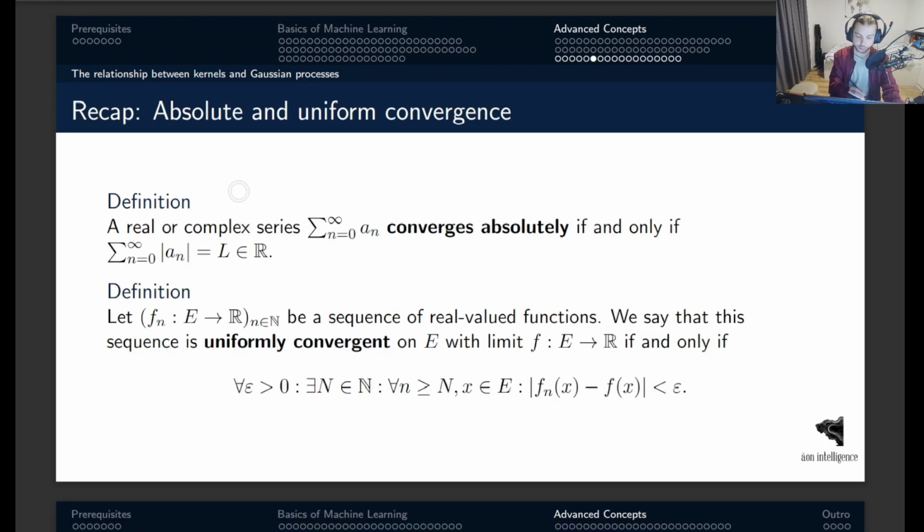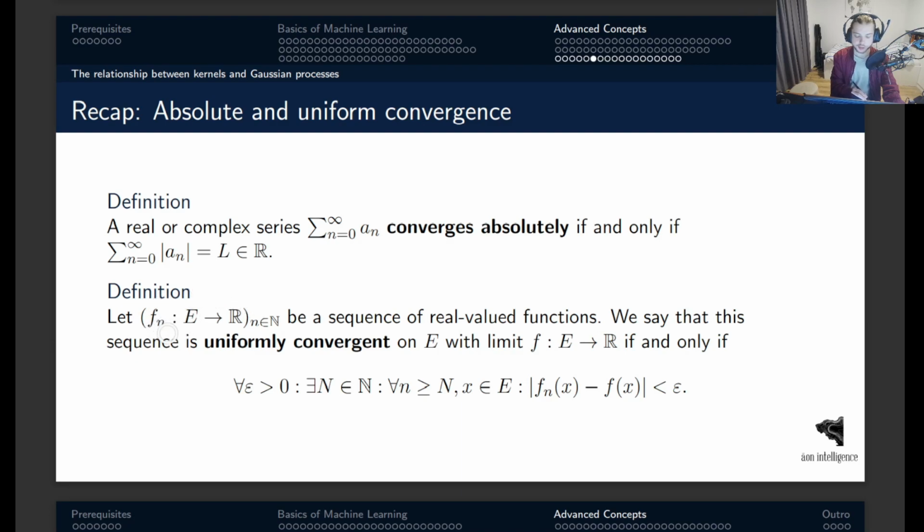So we're almost done with the recap, just two more definitions. I want you to recall the definitions of absolute and uniform convergence. So a real or complex valued series converges absolutely if and only if the evaluated series, where we add all of these absolute values of the individual points of that series, equals L, where L is a real number. Alright, and the definition for uniform convergence is the following.